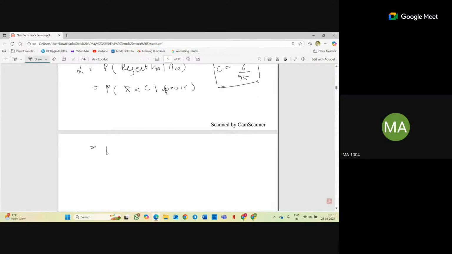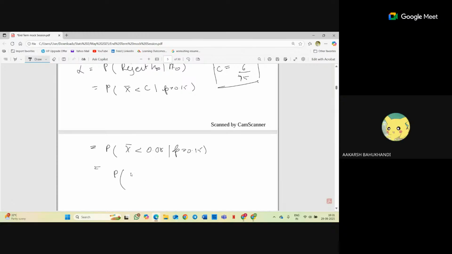Now this will be equal to the probability of X bar less than 6 by 75. What is this answer? 6 by 75 will be 0.08. So this is 0.08 given p equals 0.15. Now I will convert this into a standard normal variate. Yes or no?